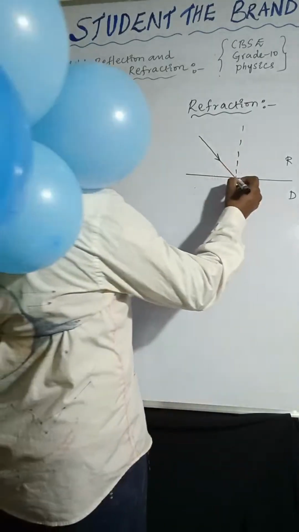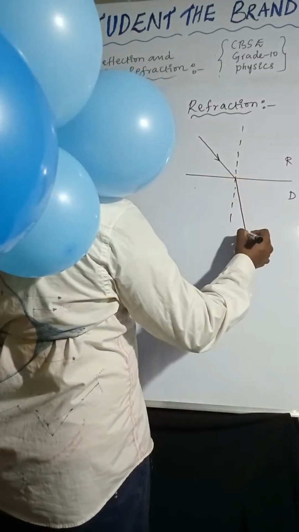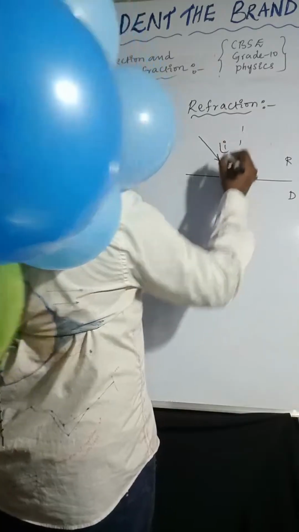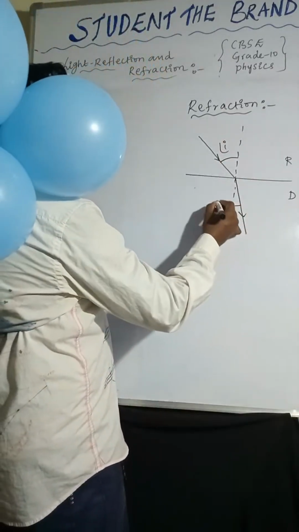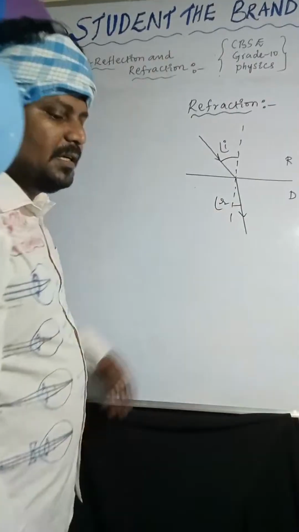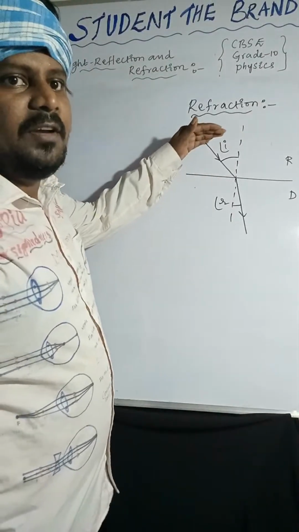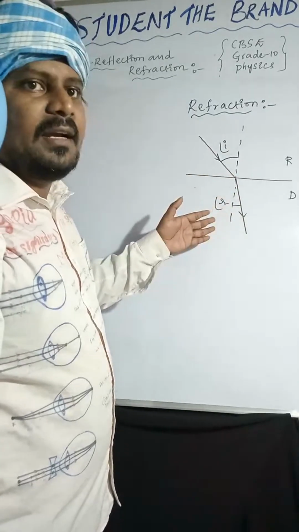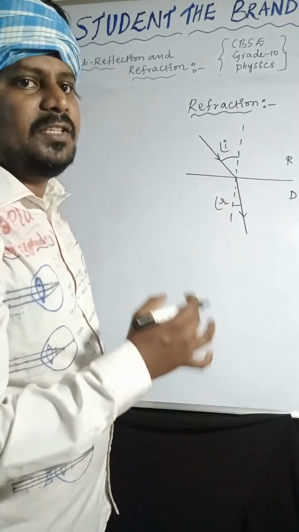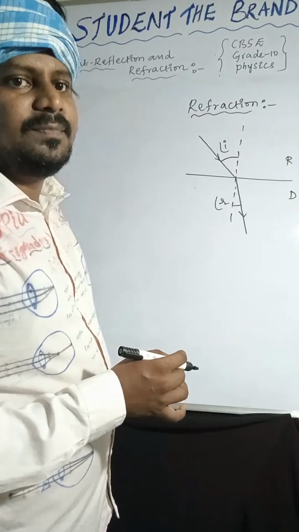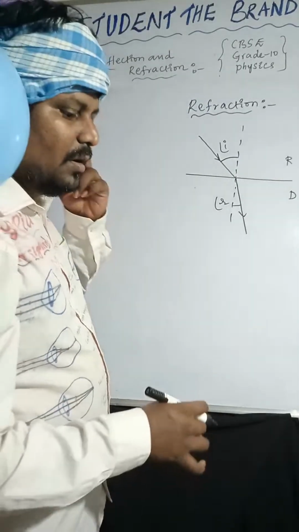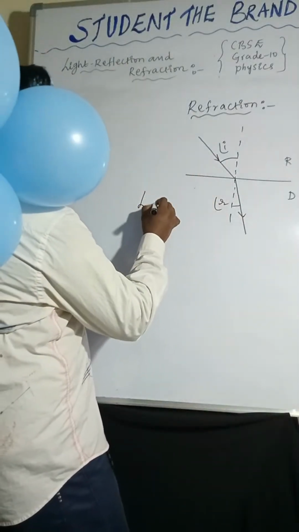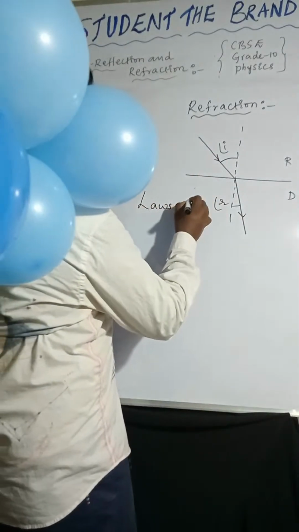Here, the angle between the incident ray and the normal line is called the angle of incidence. The angle between the refracted ray and the normal line is called the angle of refraction.